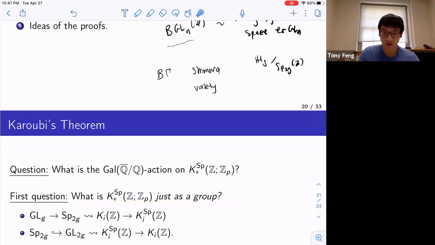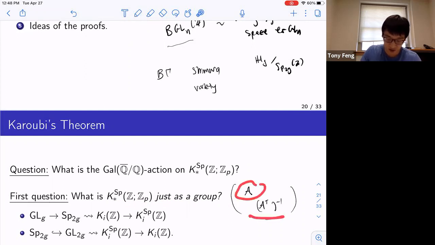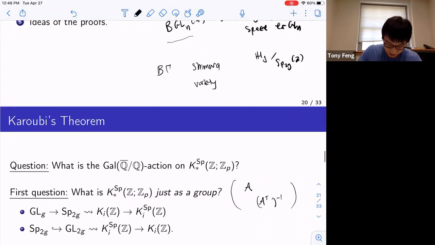So there is some obvious structure present. For example, you can include the general linear group into the symplectic group of a larger dimension by embedding it as a Levi. For example, if you take any n by n invertible matrix, then you make this thing, and this will be a symplectic group. And so that induces a map from the usual K-theory to the symplectic one. And it's certainly clear that a symplectic matrix can be regarded as just a matrix. So that induces a map from the symplectic K-theory to the usual algebraic K-theory.